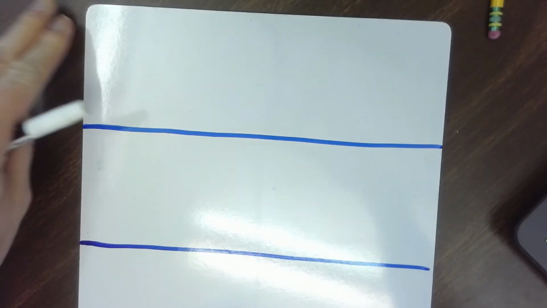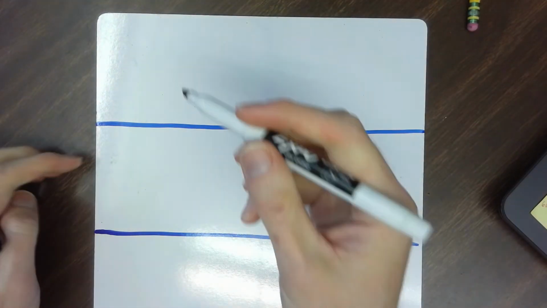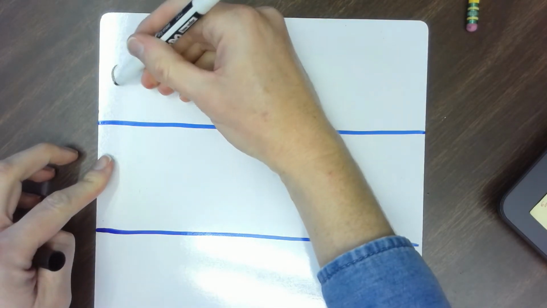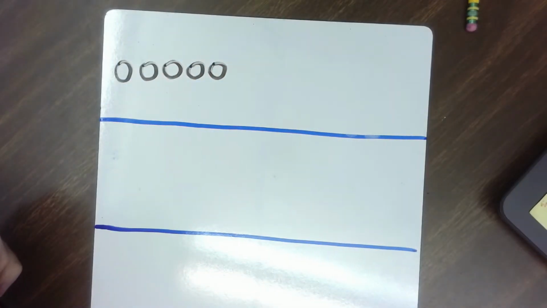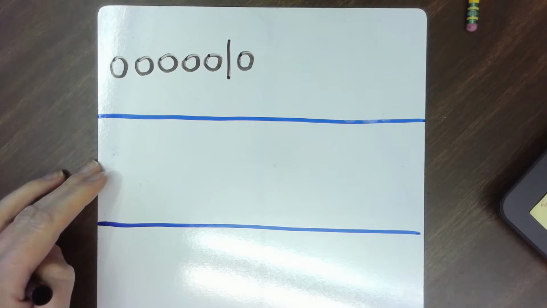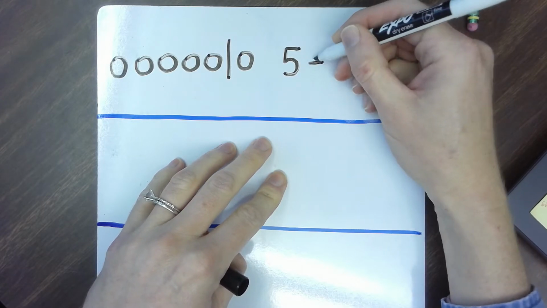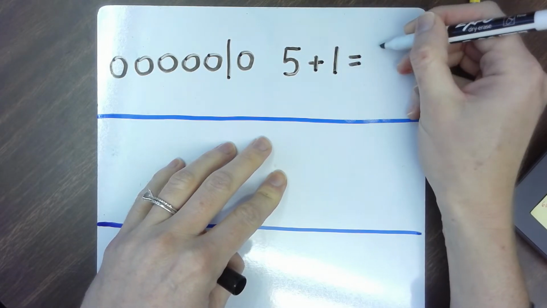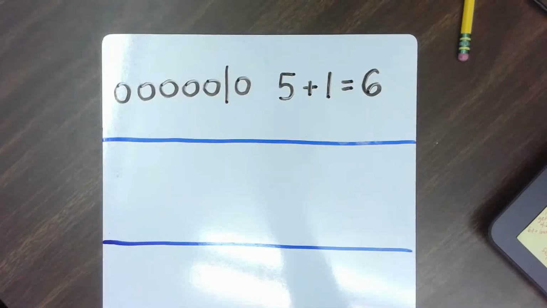So, I have this board, and Bob has 5 pennies. 1, 2, 3, 4, 5. Bob has 5 pennies. I gave Bob 1 more penny. How many pennies does Bob have now? Well, that's easy. 5 pennies plus 1 more equals 6 pennies. Good. That is one fact in a fact family.